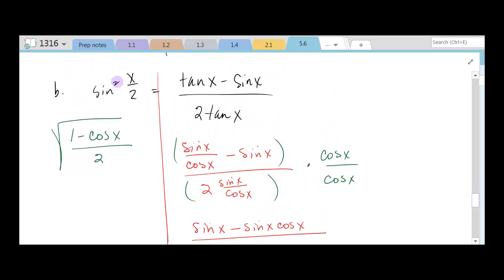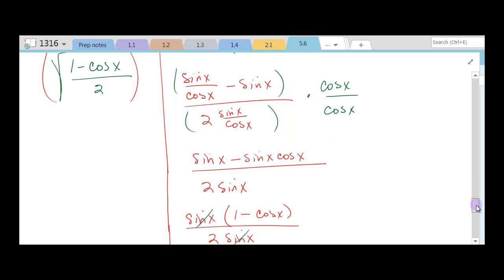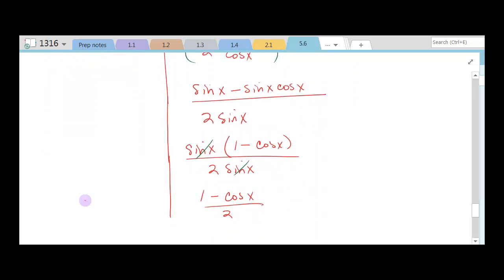Since this sine is squared, we need to account for that. And when I square something that's under the radical, we simply take out what's underneath. So I would be left with 1 minus the cosine of x over 2, which is what I turned the right hand side into. And since I turned both sides independent of each other into the same expression, I have shown that this is an identity.